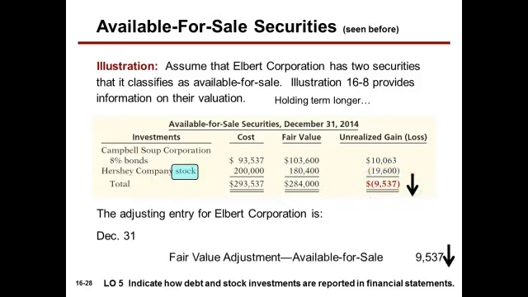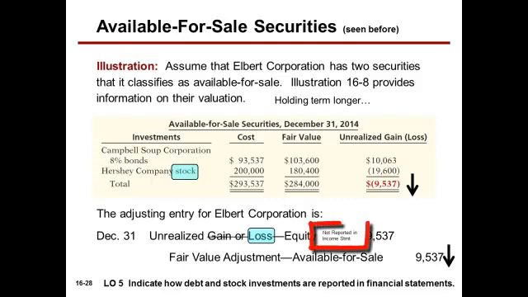Journal entry. Credit fair value adjustment available for sale. That credit decreases the value of our assets. That fair value adjustment is a modifying asset account that will be used in combination with the original cost accounts to finally report our values on the balance sheet. What do we debit? Unrealized loss dash equity, $9,537. This will not be reported in the income statement.